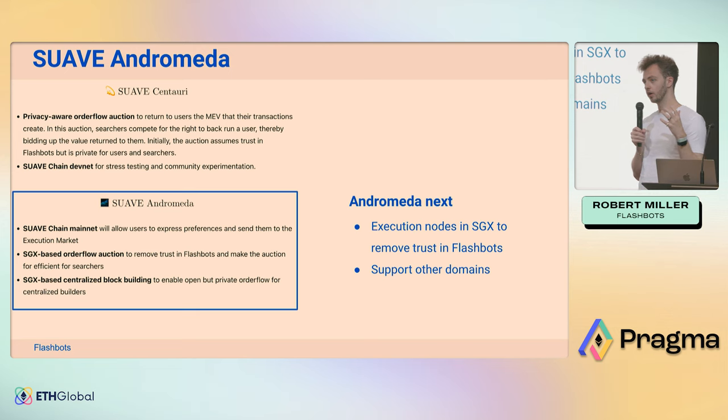Initially, our execution nodes won't be in SGX. They won't be in trusted execution environments, so they will require some trust in Flashbots. And the next release, which we call Andromeda, will put those nodes inside of an SGX. So the whole system will not have any trust in Flashbots. And at that point, we are looking to try to move on to other domains too. So if you're a rollup, if you are an L1 developer, please feel free to come talk to me about what it looks like to integrate to SUAVE.